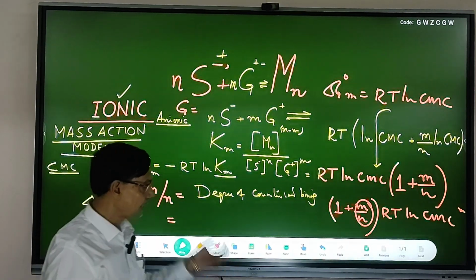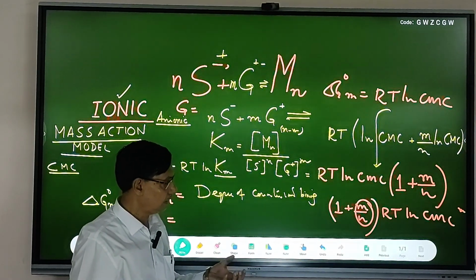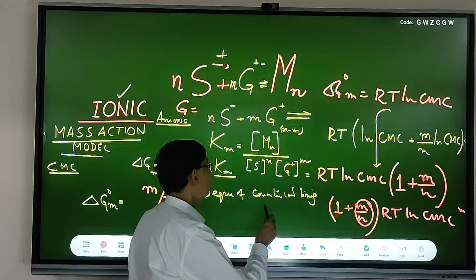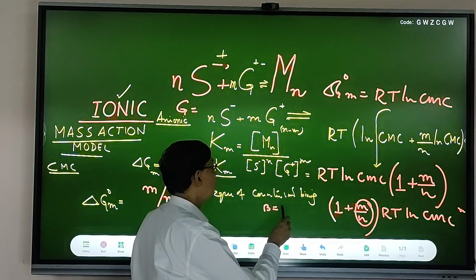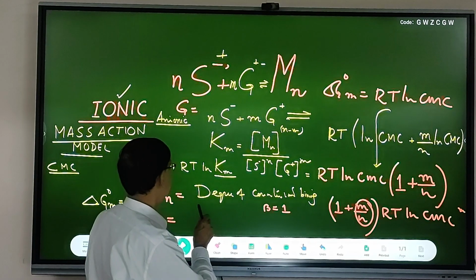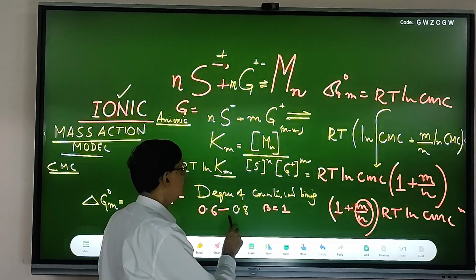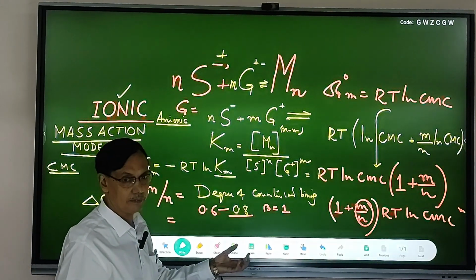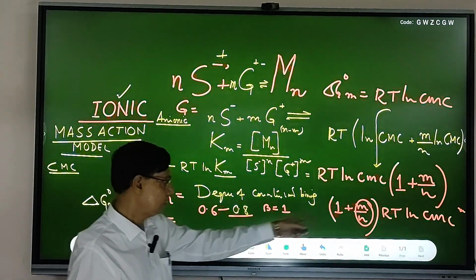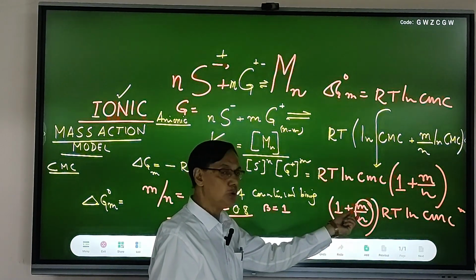as you know, if it is a perfect surfactant, there is 100% counter ion binding. That is, the value of beta is equal to 1. If it is 100%, but in most of the cases it is in between 0.6 to 0.8 degree of counter ion binding. So if the value of m by n is equal to 1, it is 1 plus 1 is equal to 2.